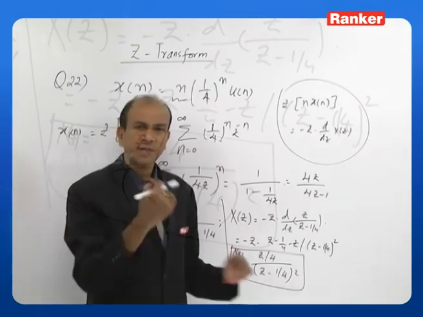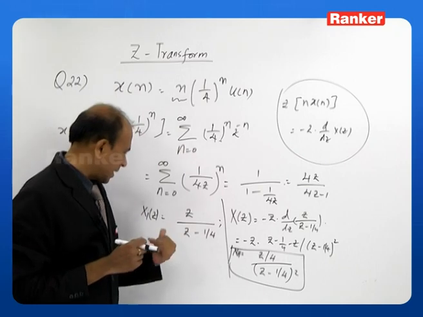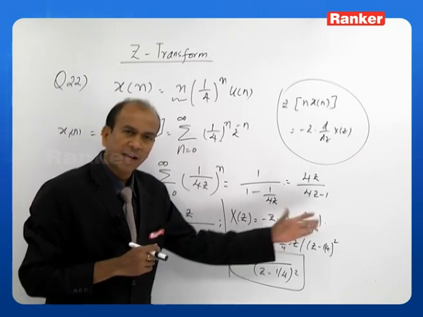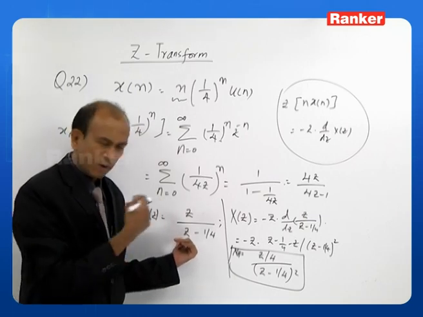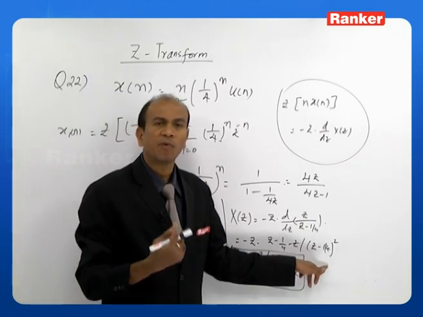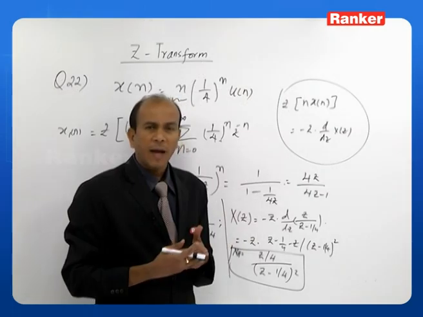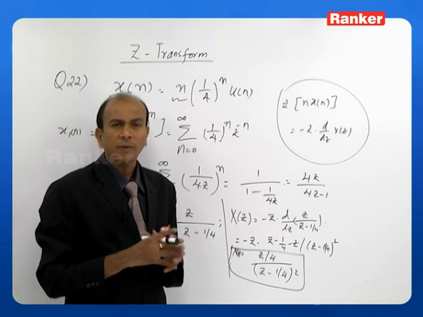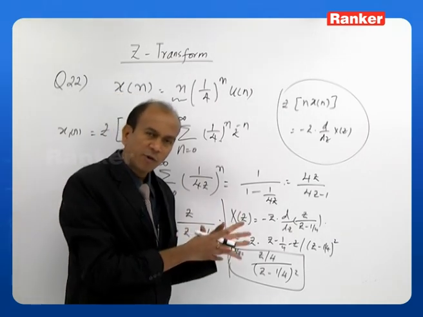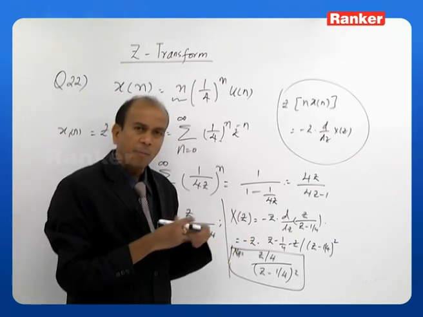I want you to go through and understand: is the ROC of this and the final ROC the same? Here they appear to be the same. Z is greater than 1 by 4, and here also z is greater than 1 by 4. So applying a differentiation property, does it change the ROC or not? You have to justify yourself. By solving a few more problems, you will be able to understand the point which I am saying.